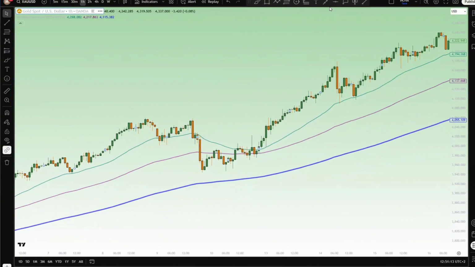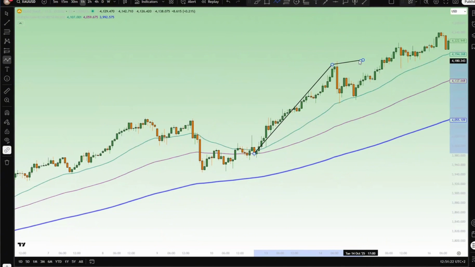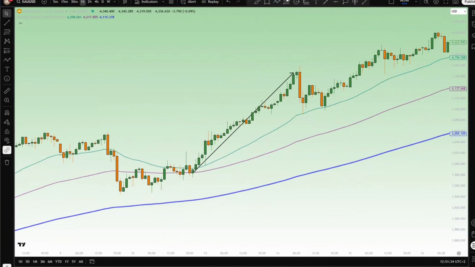This one. Is this an uptrend? Very strong uptrend, right? This one is a very strong uptrend according to the 1 hour chart. After that, you see a candle appears. This is called bearish engulfing, right? The bearish engulfing.